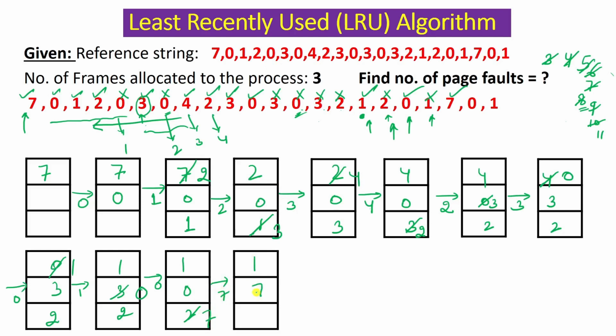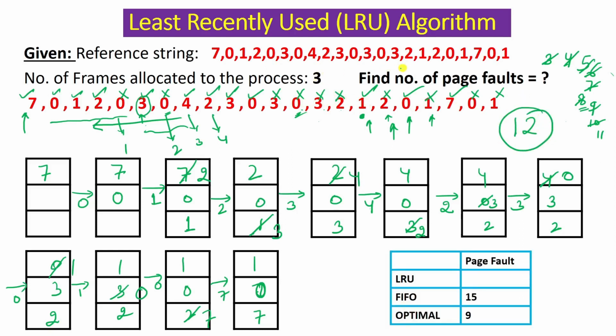Okay, so 1, this is 0 and this is 7, right? Now 0 is here, 0 is already here, no page fault, right? And 1 you can see here, 1 is already here, so no page fault. Okay, so how many page faults have been generated? So I think I have missed some counting here, so let's count all these ticks. So 1, 2, 3, 4, then 5, 6, 7, 8, 9 and 10, 11 and then 12. Okay, so total 12 page faults.